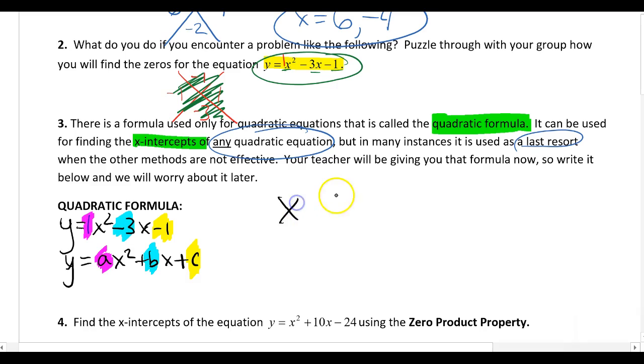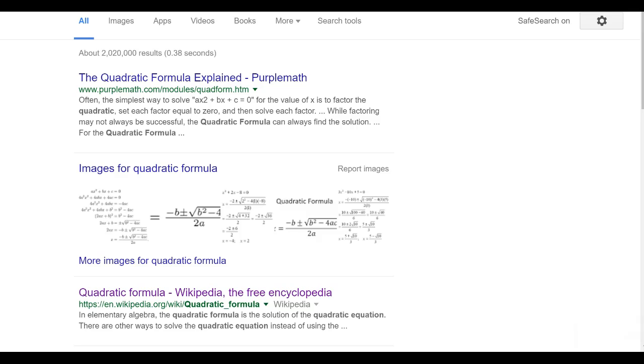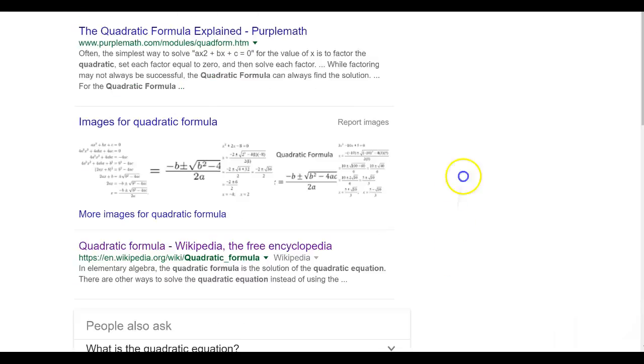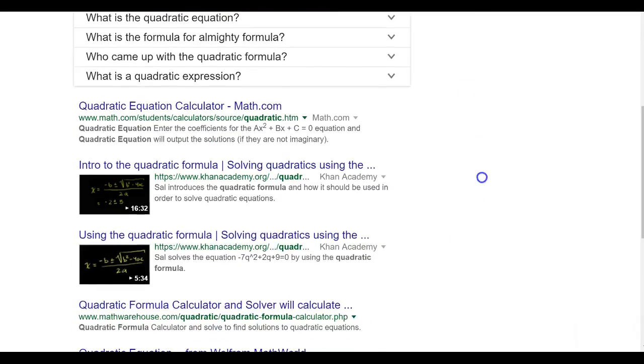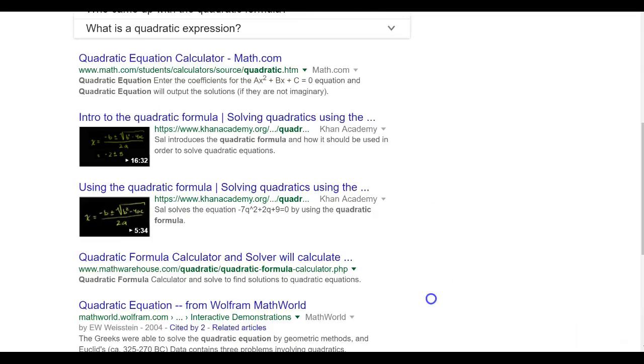And the formula is, dun, dun, dun, dun. I will show it to you in many different ways, because it's everywhere, I'm telling you. I'm not lying to you. This is not something I made up. The quadratic formula is everywhere. Look, I searched quadratic formula on Google. Look at all these quadratic formulas. I got videos, I got help sites, all kinds of stuff, right?